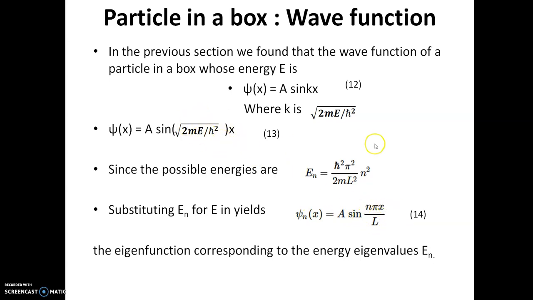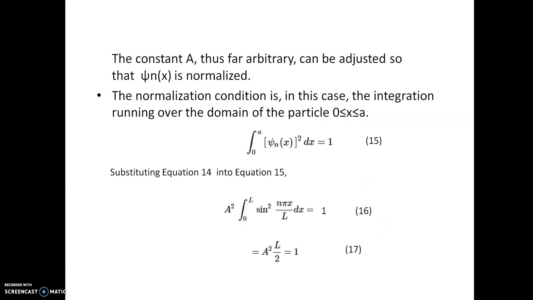In this equation, you just substitute the E value and simplify, you will be getting psi n of x = A sin n pi x by L. This is the eigenfunction corresponding to the energy eigenvalue En. Now we will find what is the value of A, which is arbitrary. The constant value A can be found using the normalization condition.